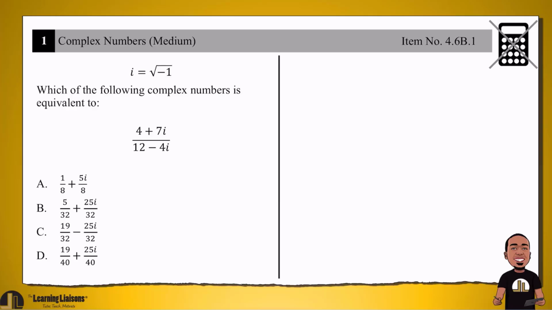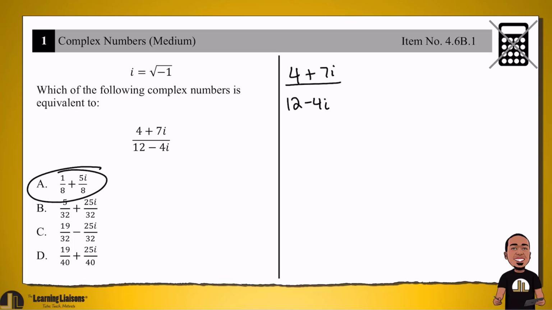Welcome back, everybody. Answer here is A. Let's go ahead and really show how this works. So to get this problem done, I'm going to first write the problem again: 4 plus 7i divided by 12 minus 4i. And here's what we want to notice.